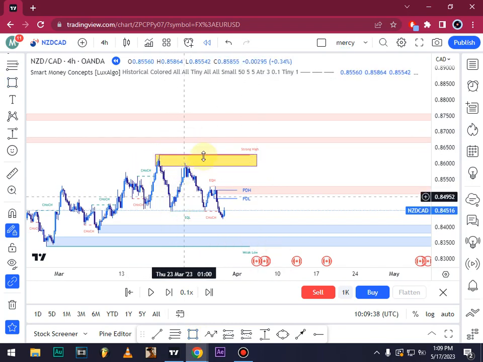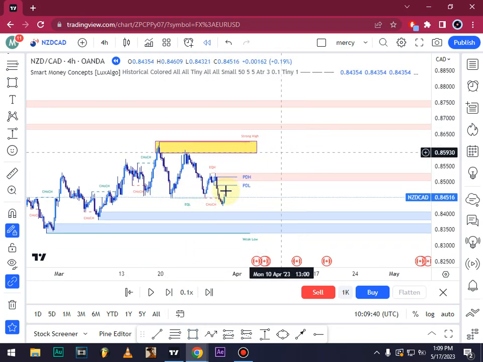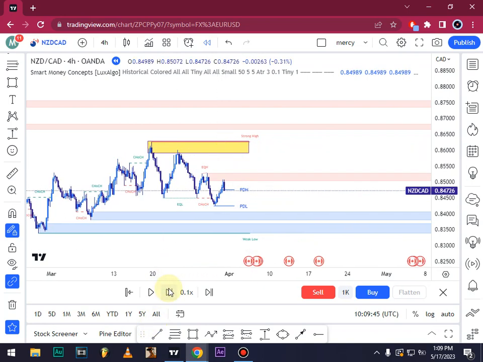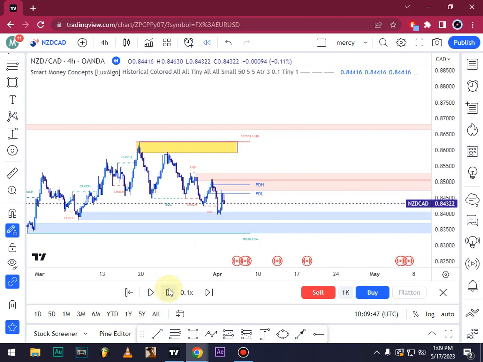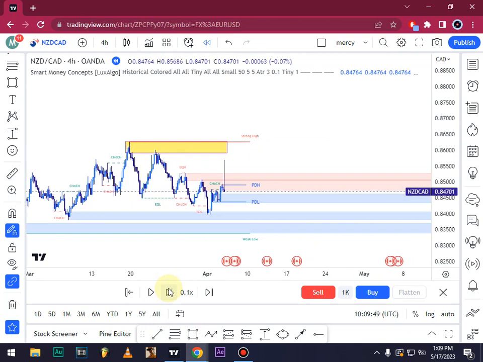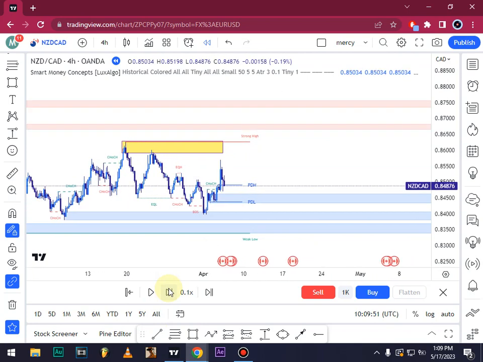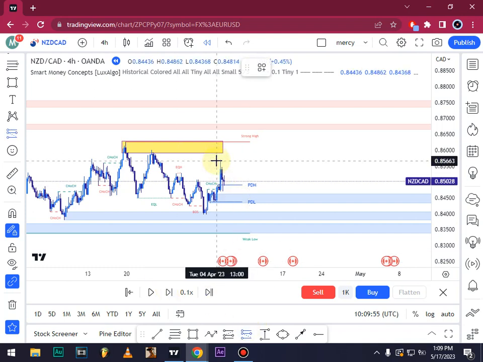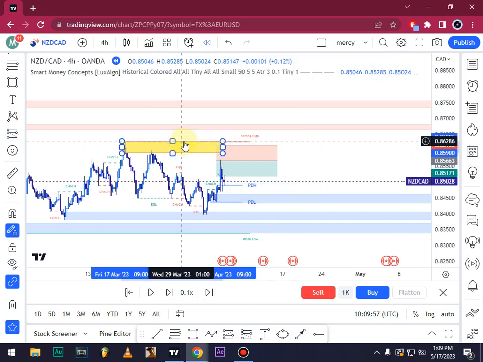Price came, retested, boom, boom, boom, boom. So maybe if it goes up, it will give us another triple top before we take the sell. Nothing much. Come on, man. So let's say we just missed that entry, gang. Oh man.